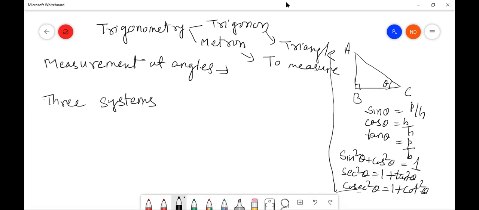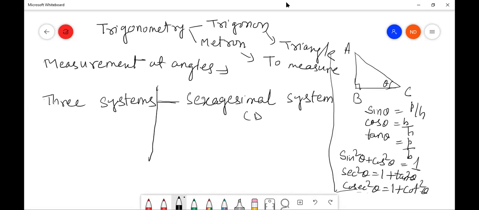The first one is the sexagesimal system of measurement. This is your favorite system, in which degree is taken as the unit of measurement, the way you have studied. I don't have to explain it more.